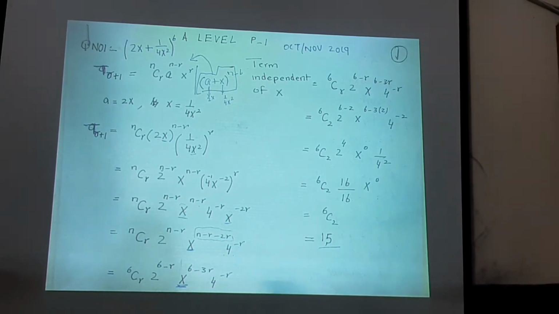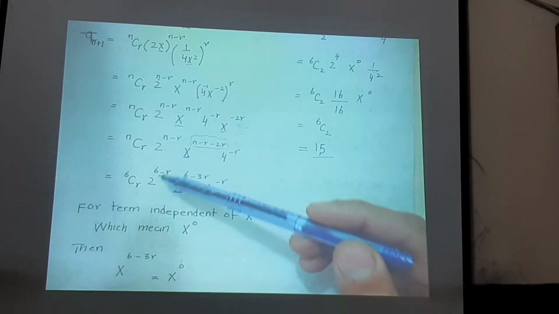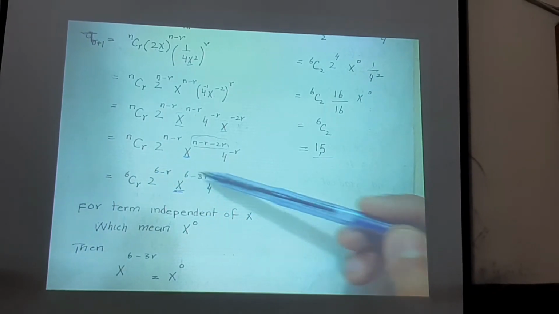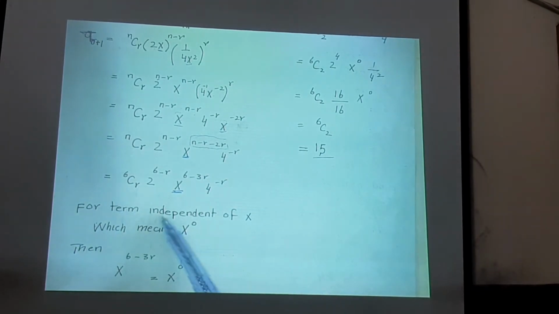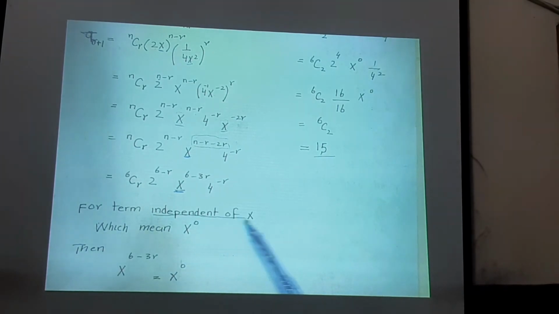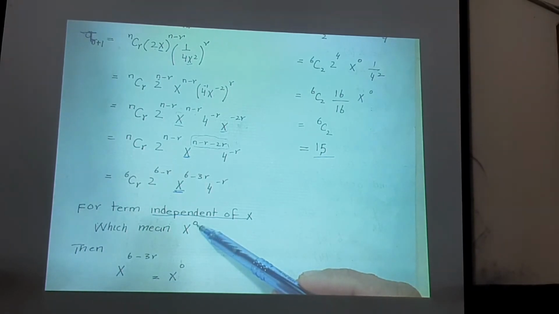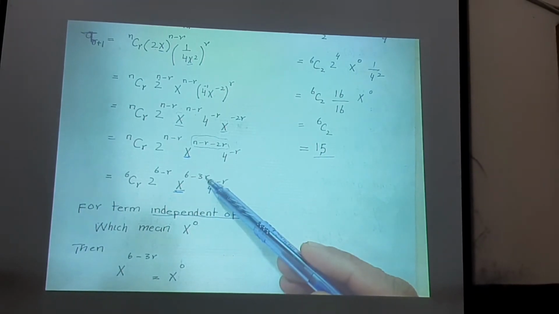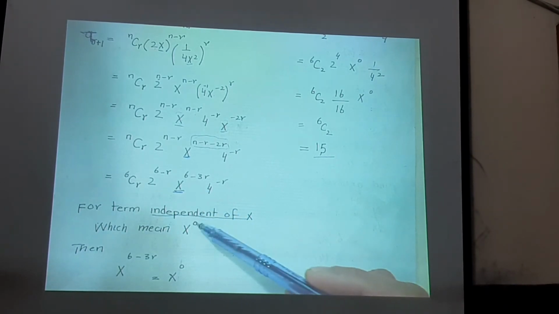Now I am going to put in the values. I know the value of n in this case is 6, so in place of n you are going to put 6. I need to find a term which is independent of x. A term independent of x means the power of x is 0. However, I have x raised to the power 6 minus 3r here in my general term. So basically I need x raised to the power 0.